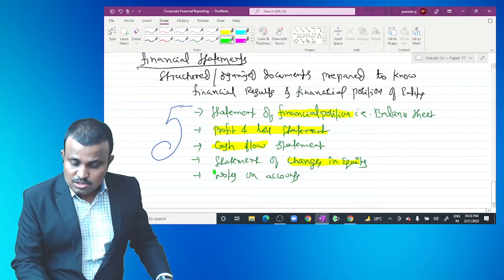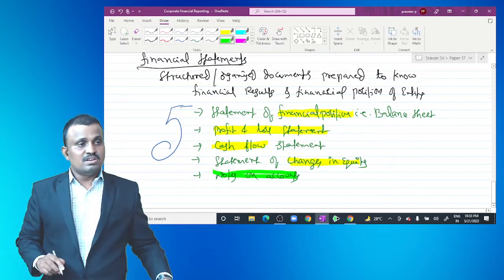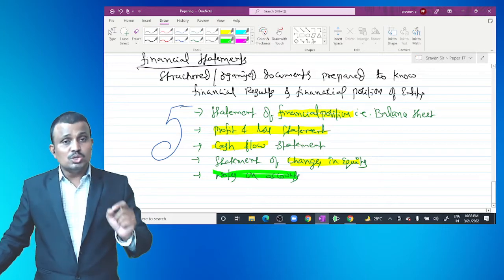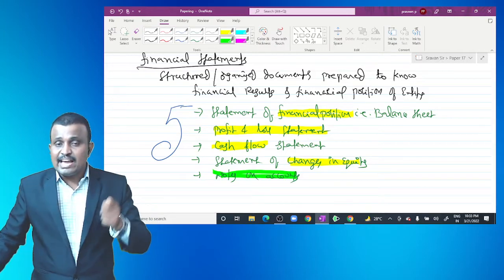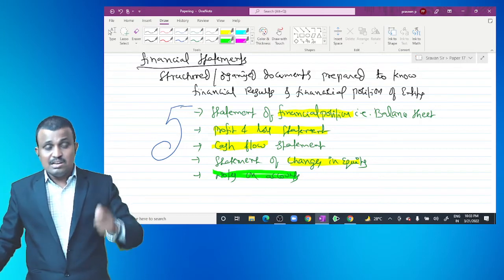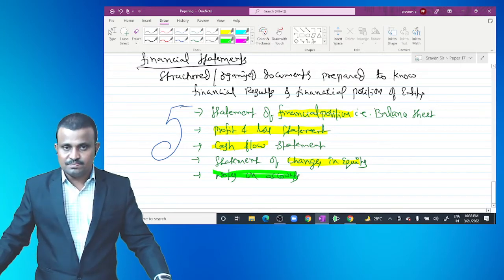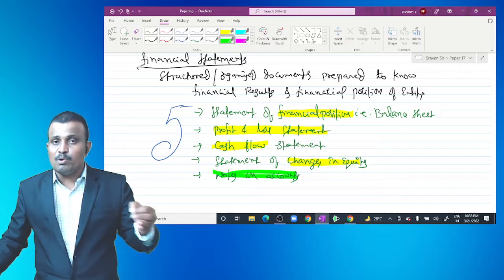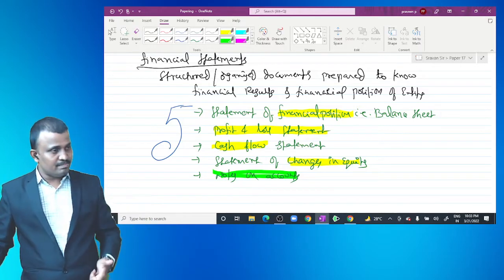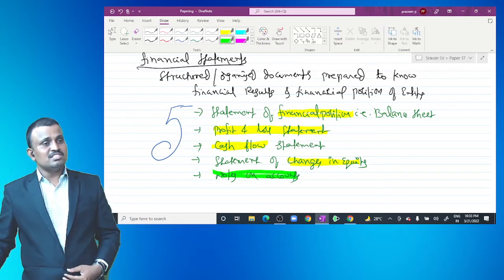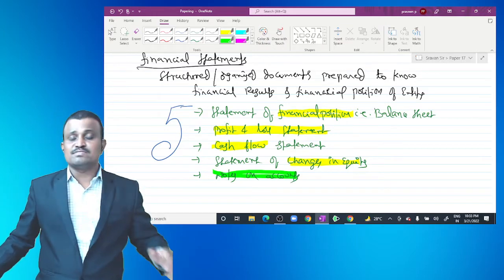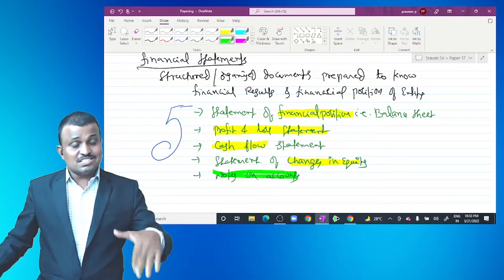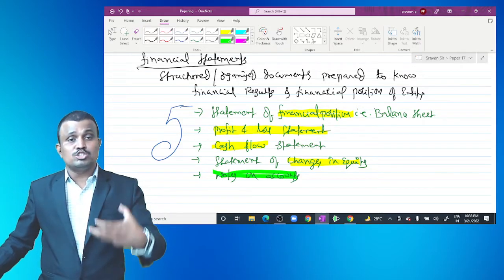And the last one is what? Notes on accounts. So why are the notes on accounts prepared, sir? Notes on accounts are generally prepared to give the detailed explanation about the figures mentioned on the face of the financial statement, and to give the detailed explanation about the accounting policies followed while preparing the financial statement. Here, while preparing the financial statement, we follow a number of accounting policies. For example, inventory is valued at cost or NRV, whichever is less. Such accounting policies, whatever you follow, should be disclosed in one place.